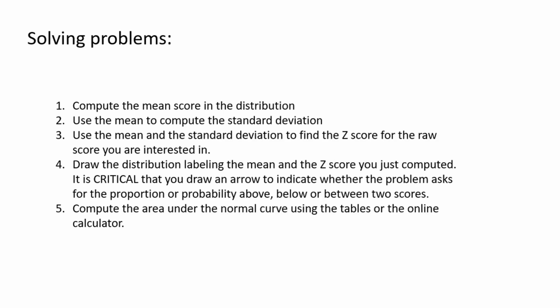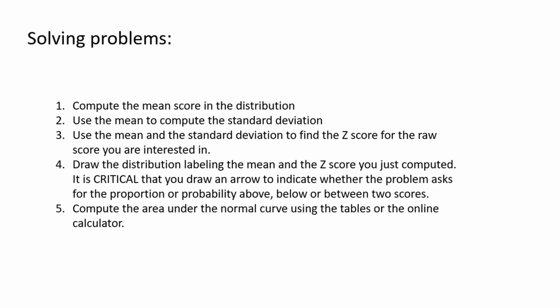Here are the steps. You compute the mean of the distribution. Use the mean to compute the standard deviation. And then use the mean and the standard deviation to find the z-scores for the raw score you're interested in. I'll just say parenthetically, in most of the problems you'll see in this class, step 1 and step 2 have already been done for you, and you'll have a mean and you'll have a standard deviation given in the problem.